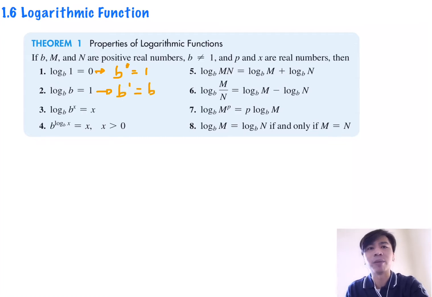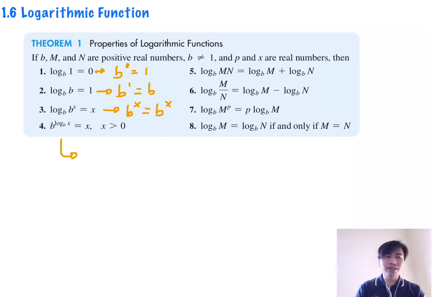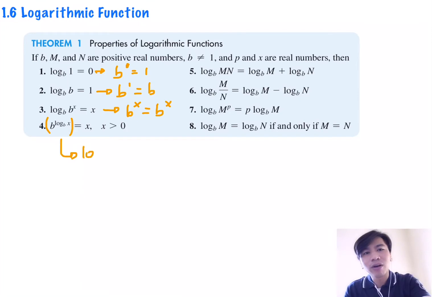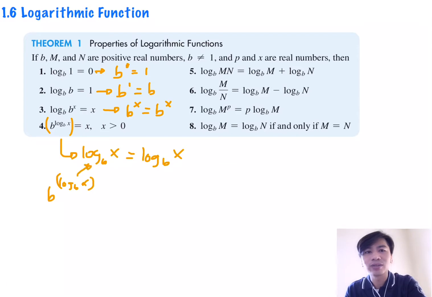Now, if you have, like, number 1, log to the base b of 1 equals 0, this has a meaning. If you change it to the exponential form, this is like b to the power of 0, that's equal to 1. Number 2, that is b to the power of 1 equals b. Number 3 is b to the power of x equals b to the power of x. And then number 4 is to change the exponential function, since it's an exponential function, into the logarithmic function. So you'll have log to the base b of x equals b to the power of x.